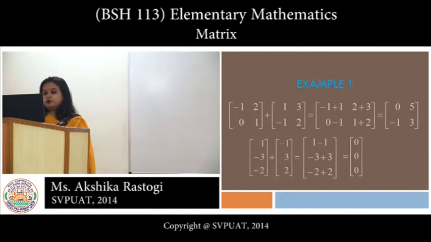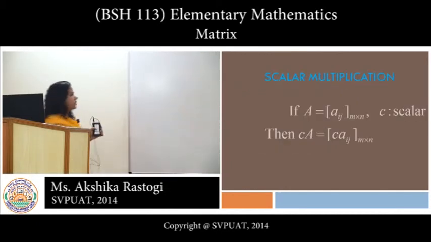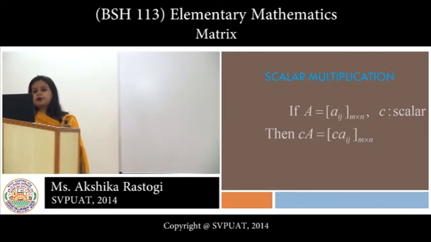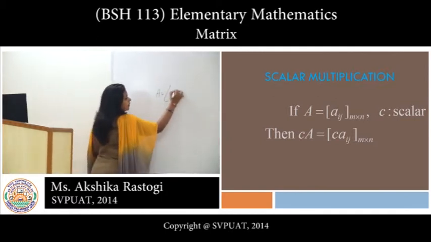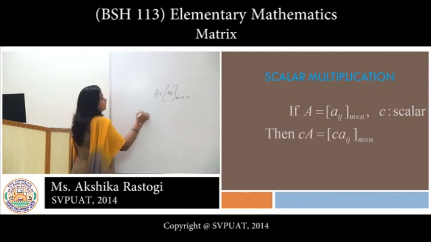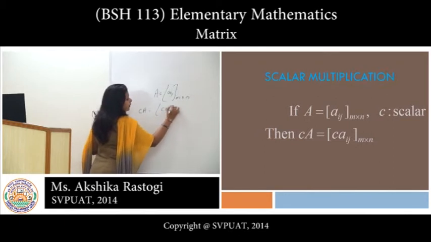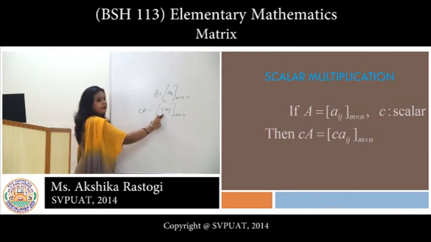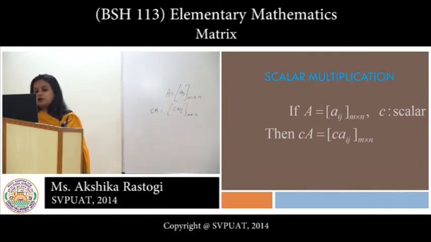Now we have the second operation, scalar multiplication. Scalar multiplication means we will multiply our matrix with a particular number. For example, we have a matrix A with all elements Aij, of order m cross n. This is the way you can represent the matrix, and we multiply this matrix with a number. We will write it as C times Aij, m cross n, meaning this number is multiplied with each and every element of the matrix. This is called the scalar multiplication of a matrix.